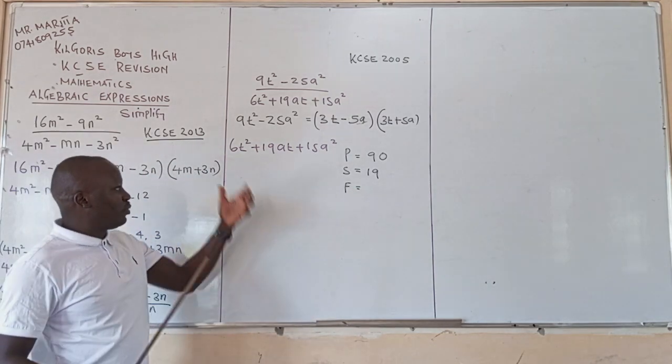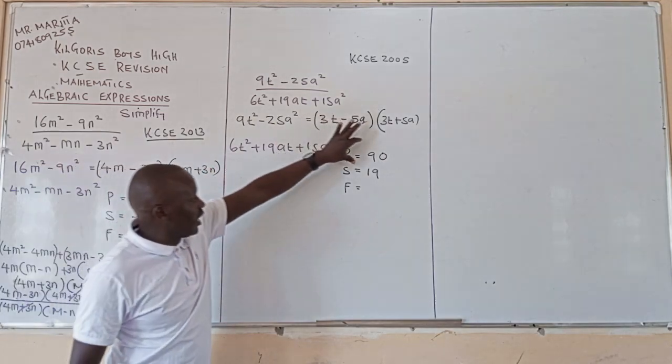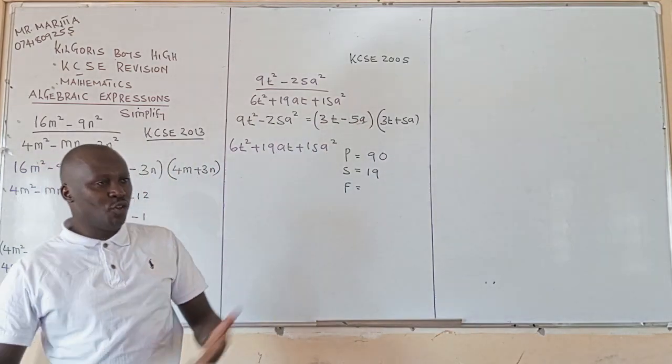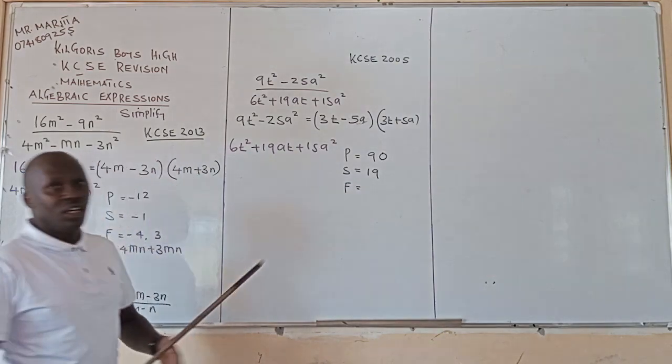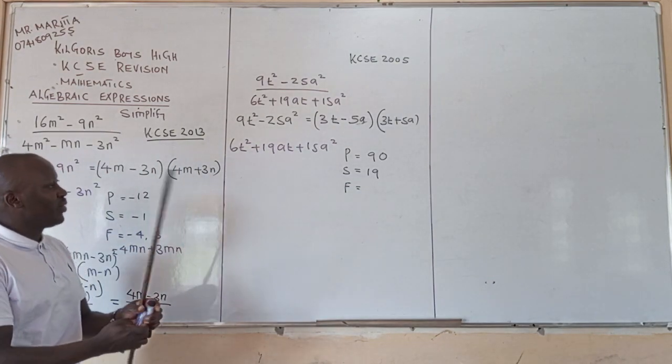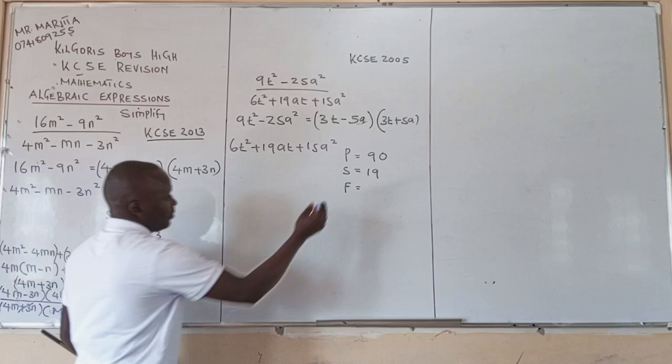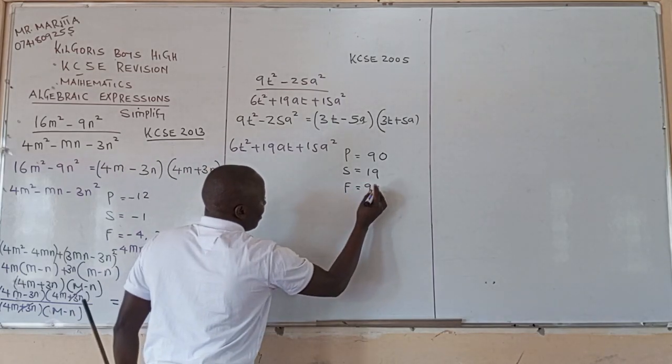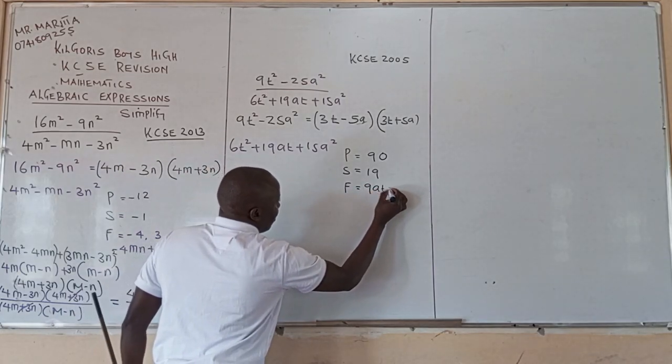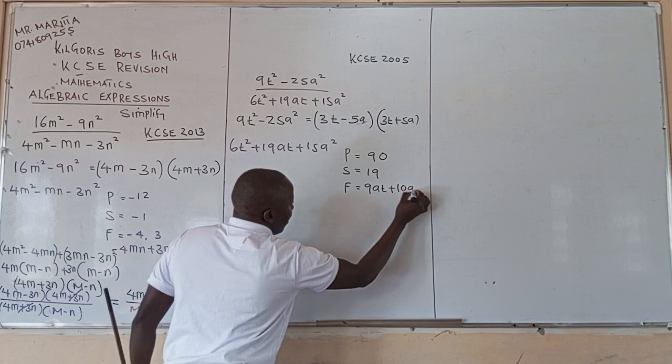When you find the product of the two numbers, it gives us 90. The same numbers, when you find the sum, you get 19. So this one is very clear from here. The factors are just 9 and 10. So our factors are 9at plus 10at.